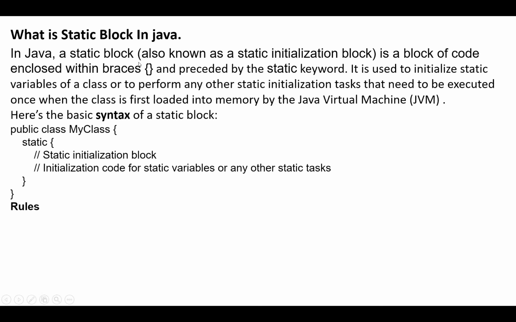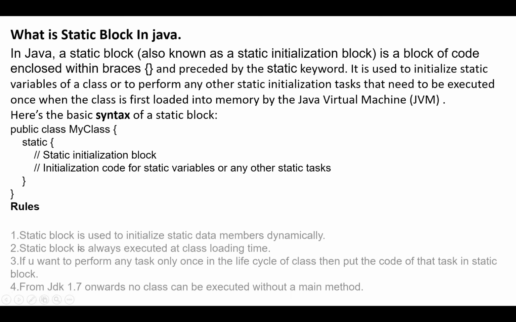I will explain in normal language that a static block will be executed only once in the life cycle of the program. It is executed before any static data member of the class. It is also executed before the main method of the class. The syntax of the static block is: we have a class, my class. This is a static block, which has the static keyword, then curly braces.